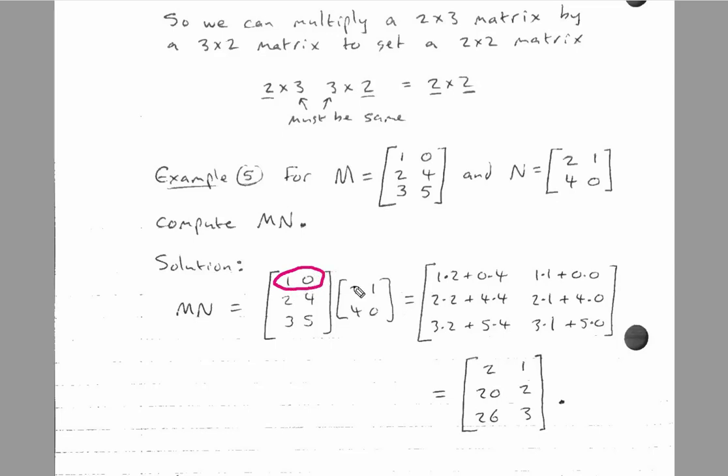So it's this row times this column first, so 1 times 2 plus 0 times 4. That's 2, so 2 is in the top left of the answer. All right, and then 5 more numbers.